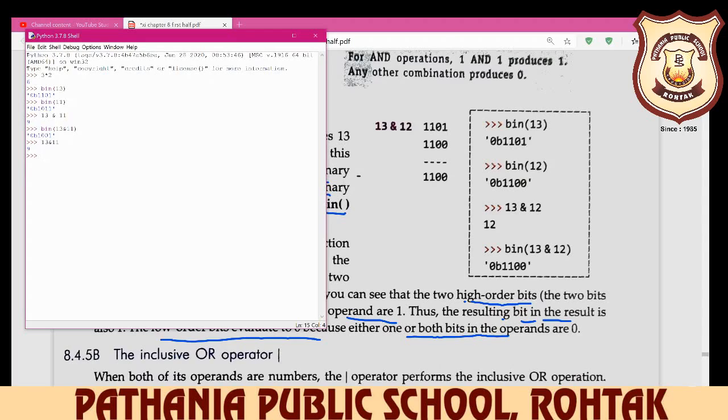Clear? So for example, you write down 13 and 12, it displays the answer 12. And if you write down 10 and 9, it displays the answer 8. But when you write down bin 8, it displays the binary of this 8. So this is the bitwise AND operator.